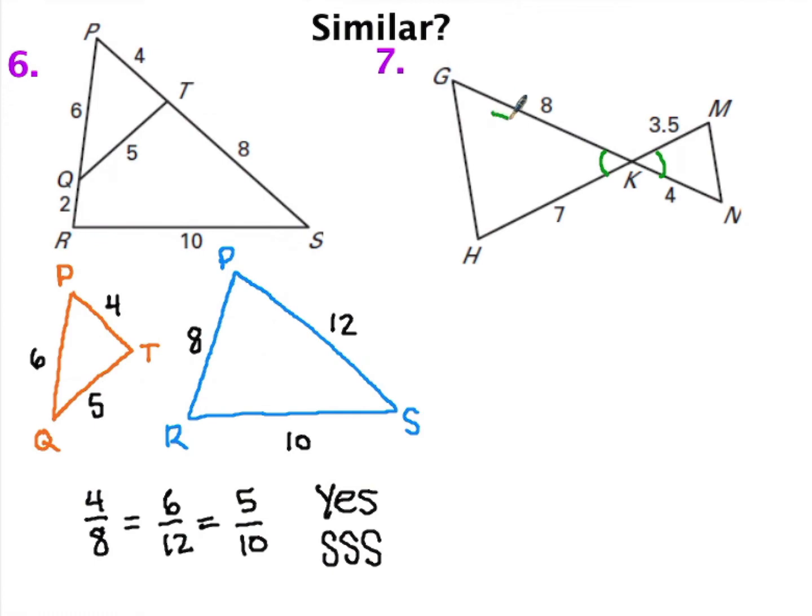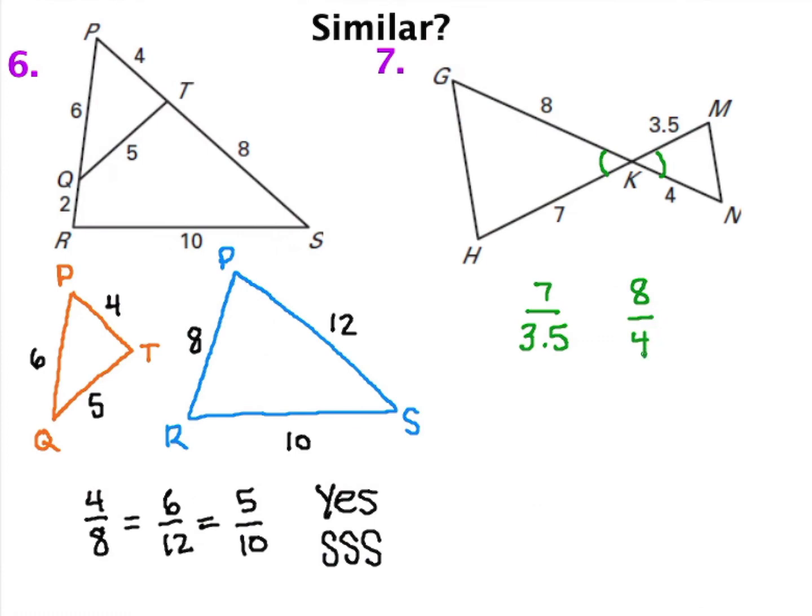Example 7, looking like a bow tie, yeah? Which is making me think I've got a side angle side set up for both of those triangles. Remember that I want to take the smaller length and match it with the smaller length. And maybe you can see that this is a 2-to-1 relationship.